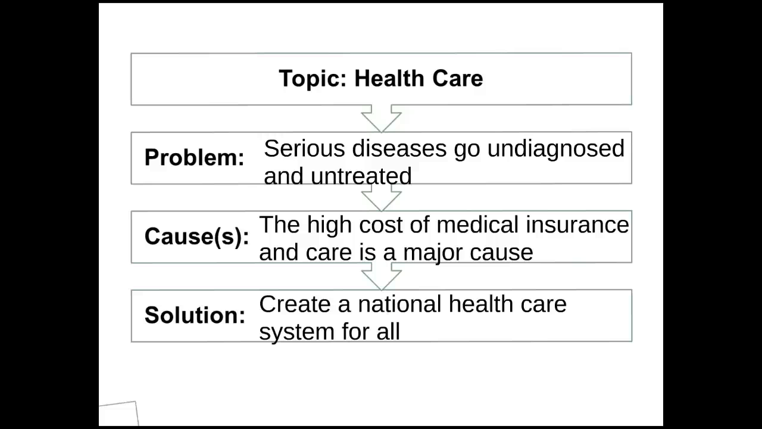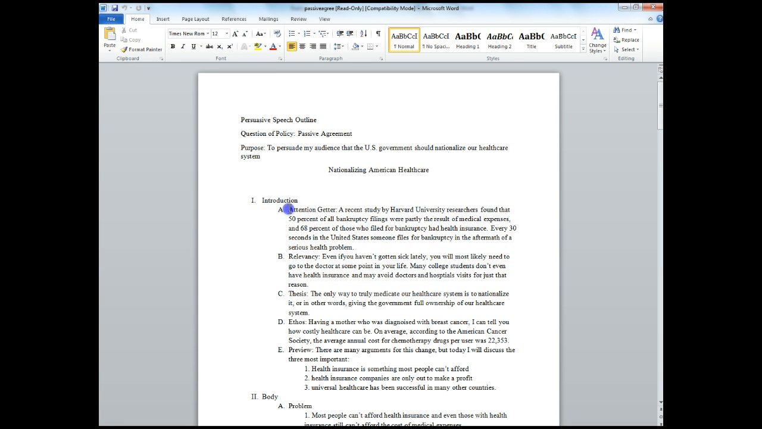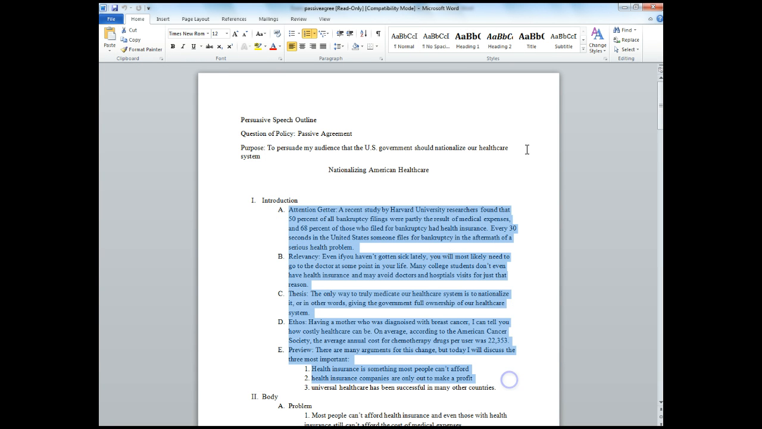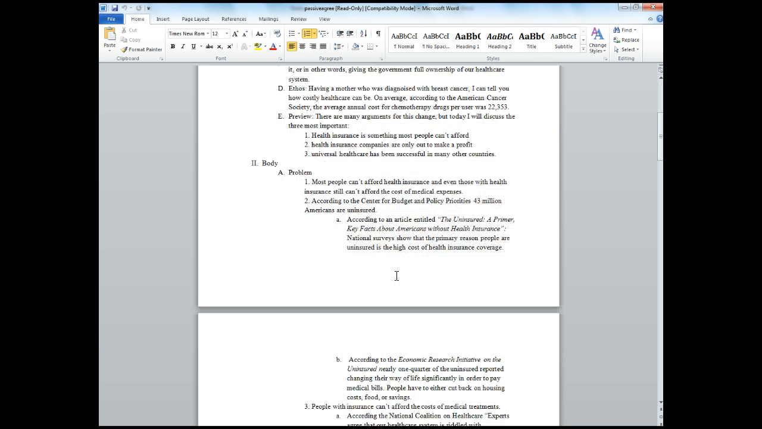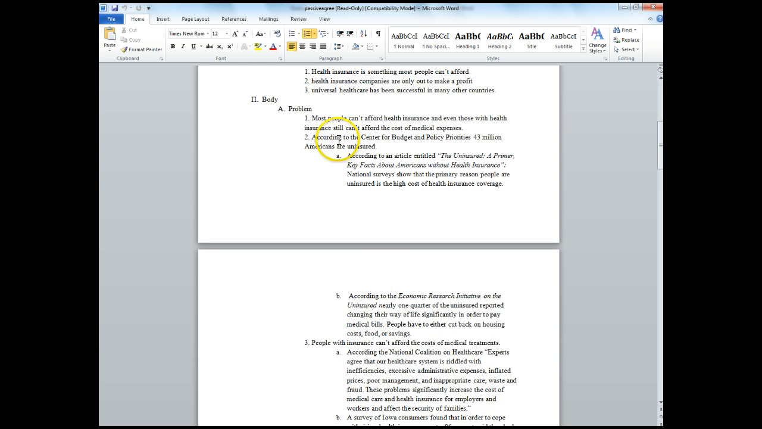Let's look at an example outline that actually does this so you can see what it would look like in that format. So, like I mentioned before, the introduction's not going to change. Same steps: ethos, thesis, relevancy, attention getter, et cetera, et cetera. So, all of that is the same. Now, where it's going to change is in the body. So, each of the points actually becomes your body point.